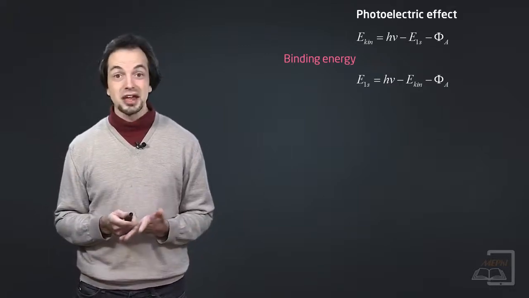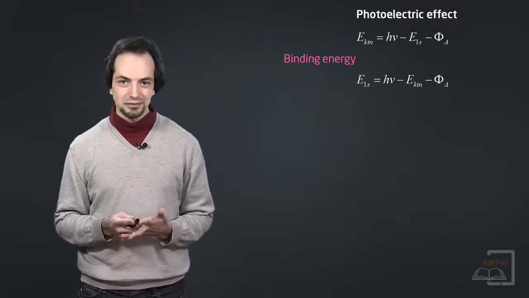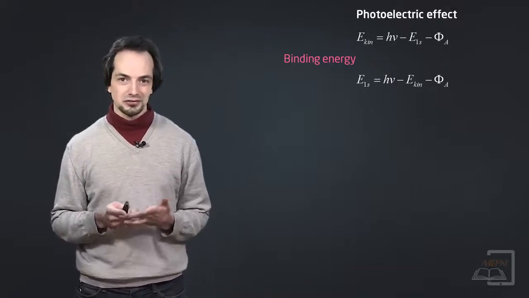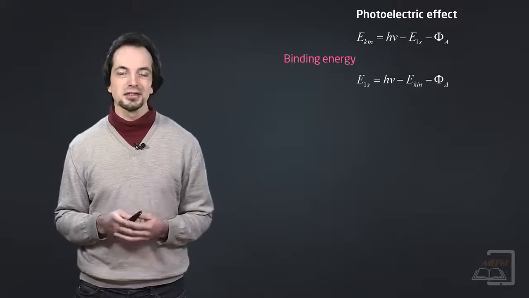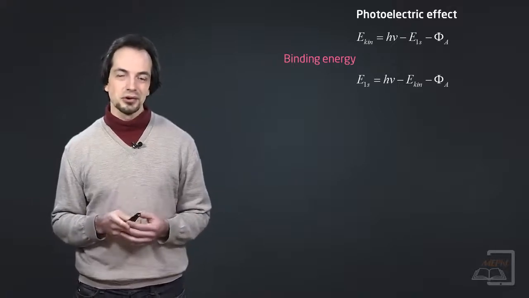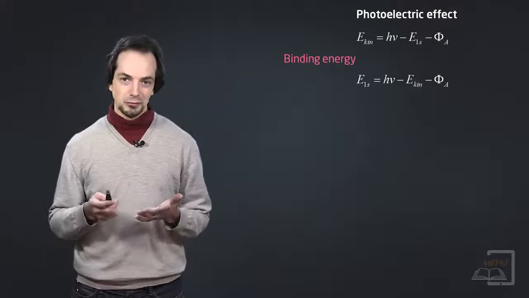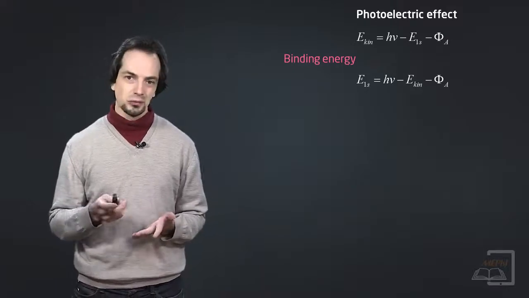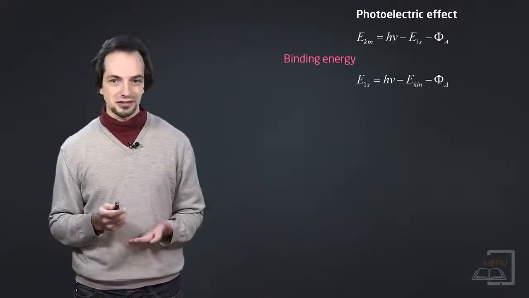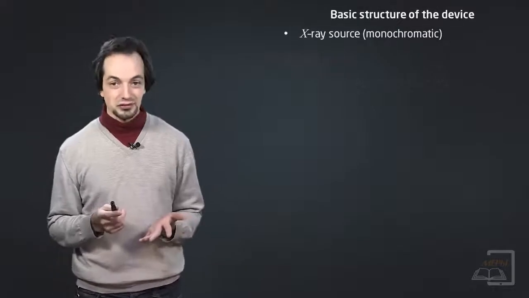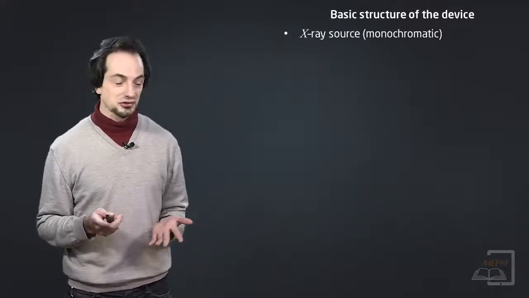So we are measuring the energy of the photoelectron. We know the energy of the X-ray photon. We could calculate the binding energy. And thus we will know the level structure of the atom. We will look at the table and we will know which kind of atom it is. It's that simple. So the structure of the device is literally that simple.